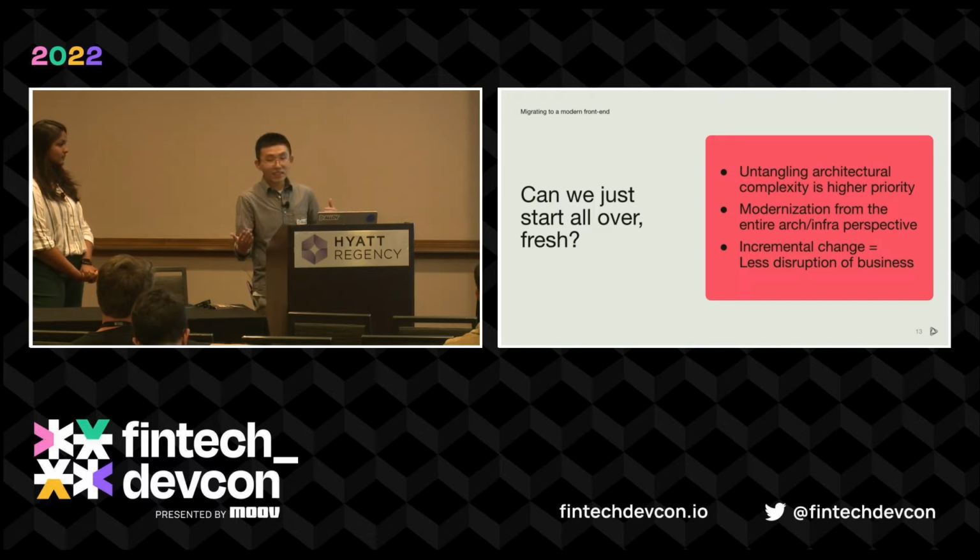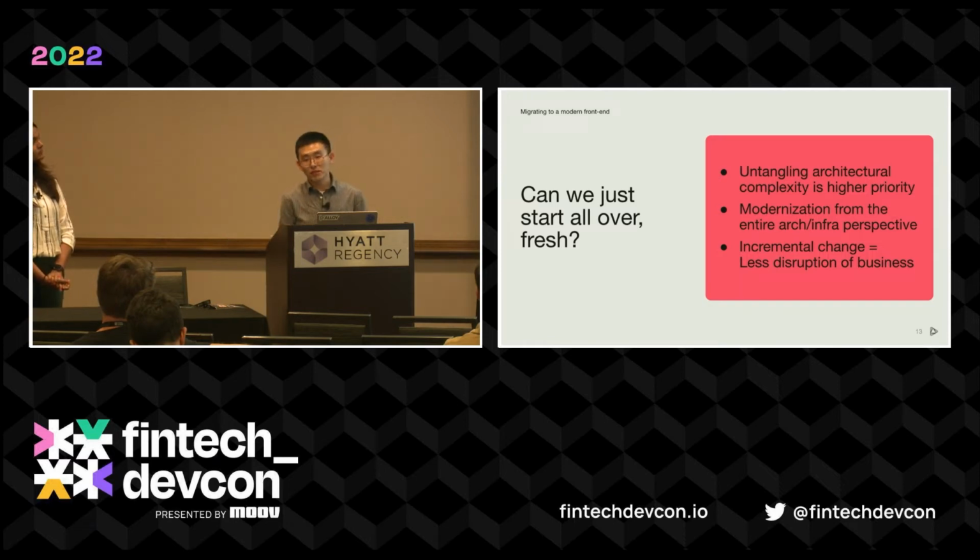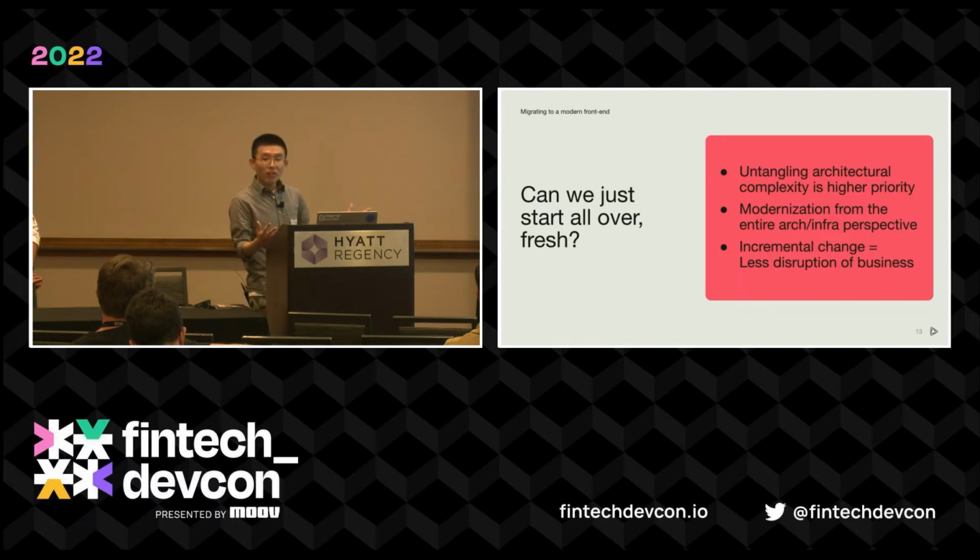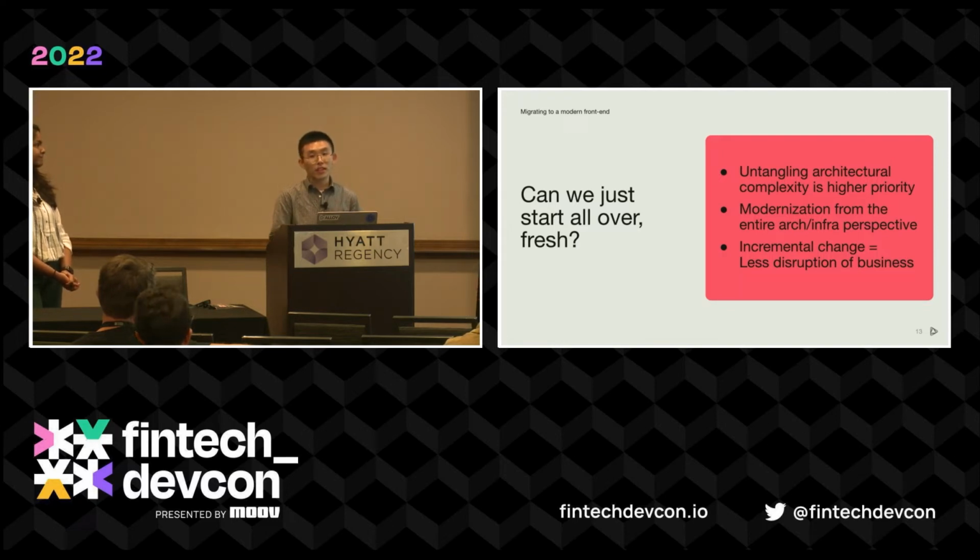Also, that leads to modernization from the entire architecture infrastructure perspective. And including all that, doing it in a way that you make changes in an incremental way means less disruption of business. You all know that we're building fintech, a finance product. Disruption could mean a lot. Disruption really could cost us a lot, or even trust. It really matters a lot.